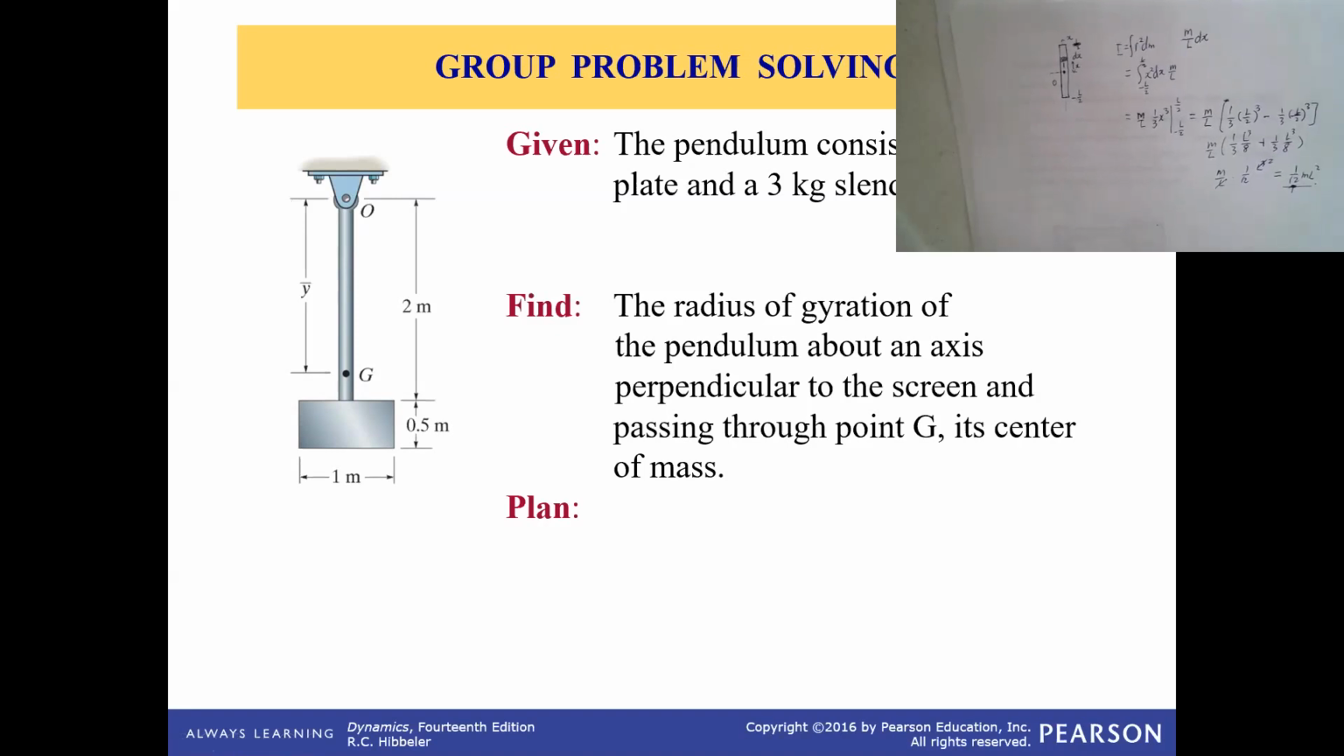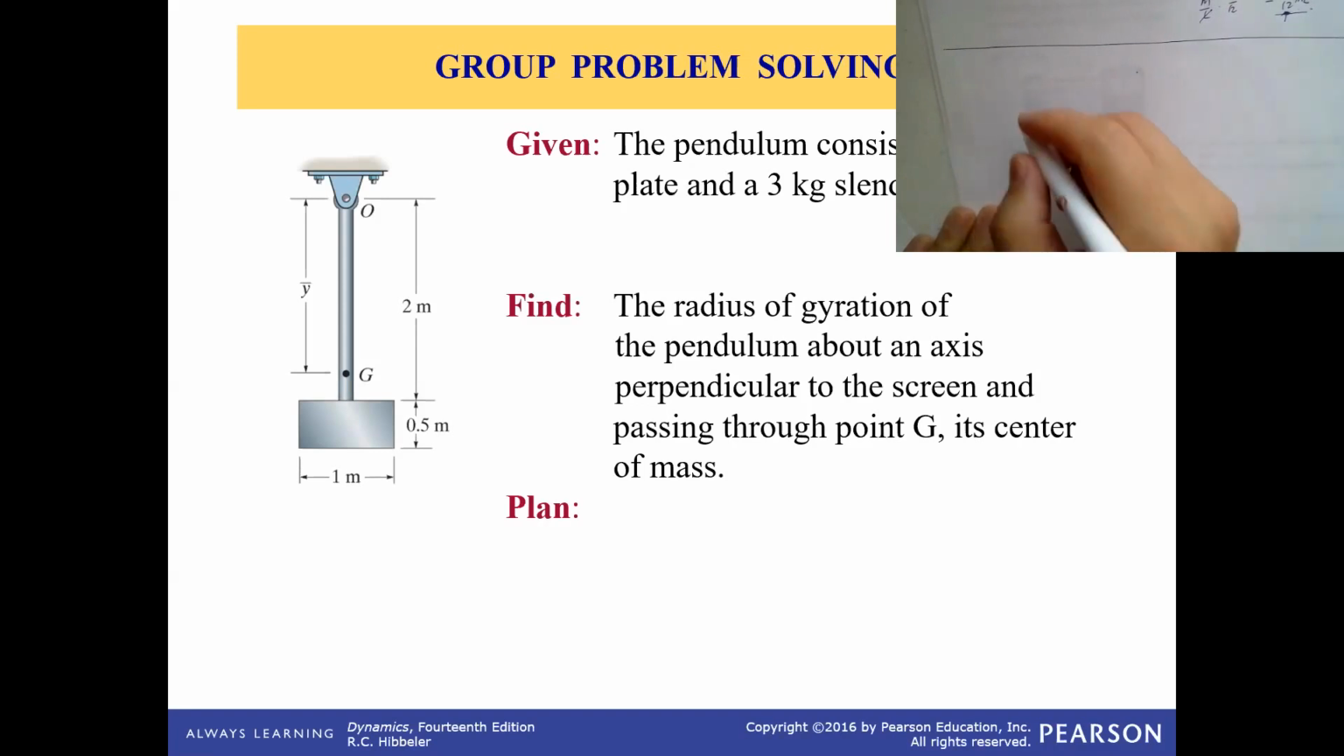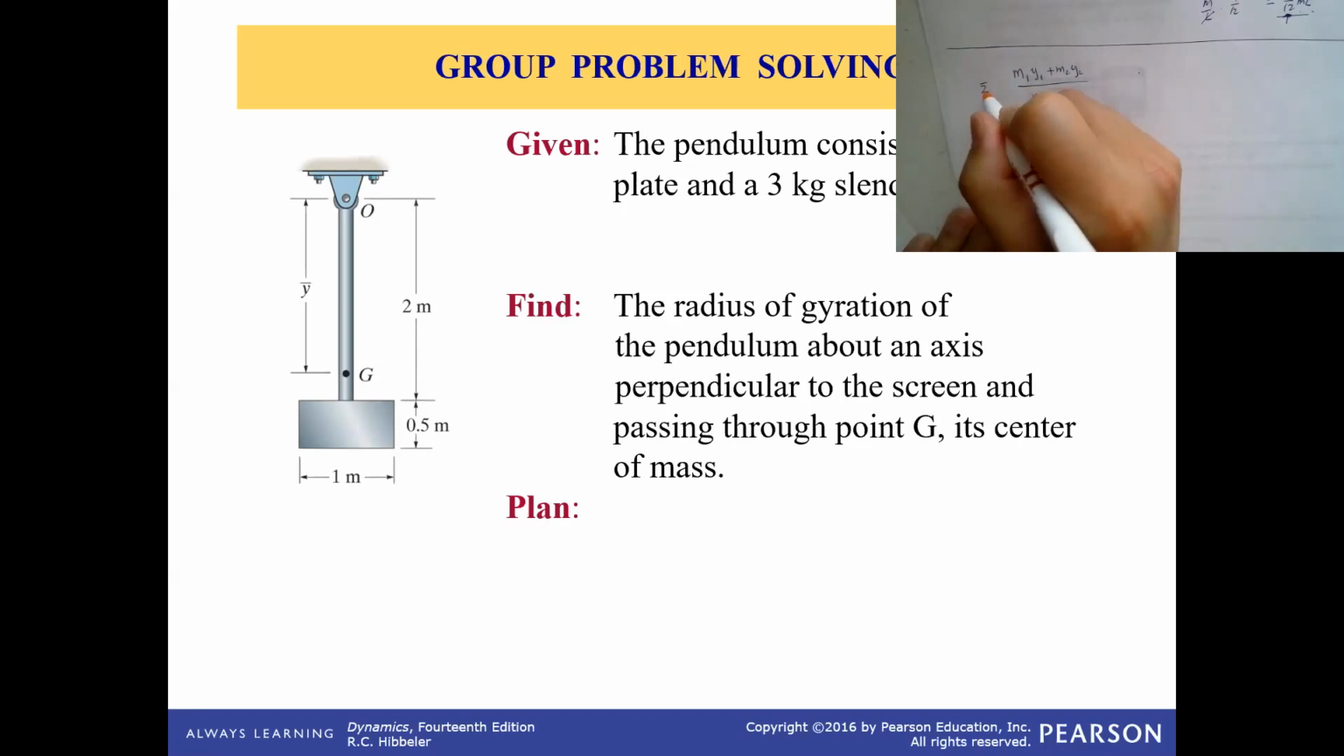Now to find the center of mass, let's find the center of mass first. Let's define where this G point is in y. There are two parts, so to find the center of mass you do M1 Y1 plus M2 Y2, divided by M1 plus M2. So this will be the center of mass in y, y sub g.